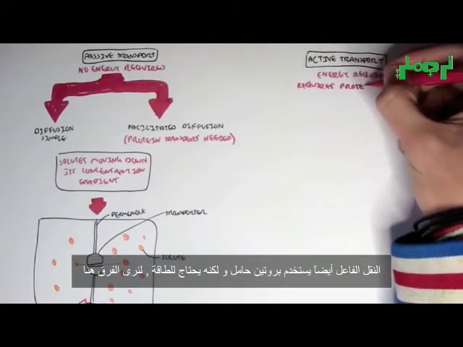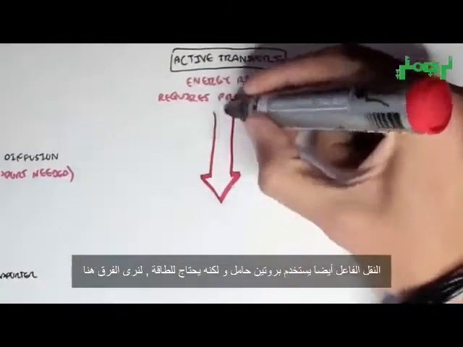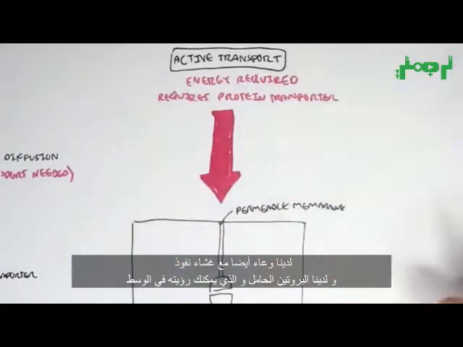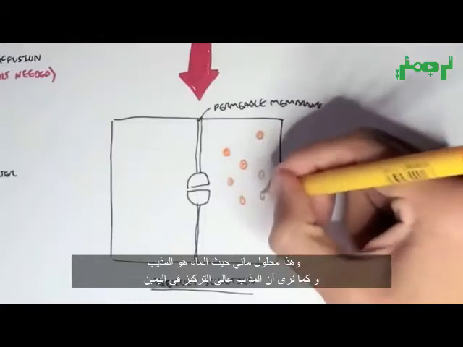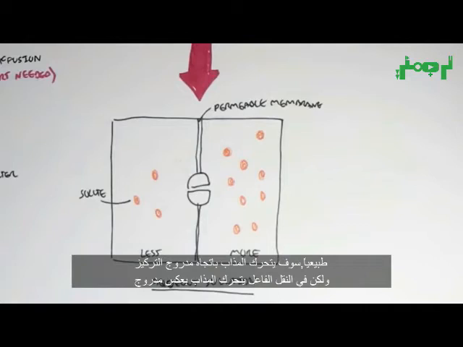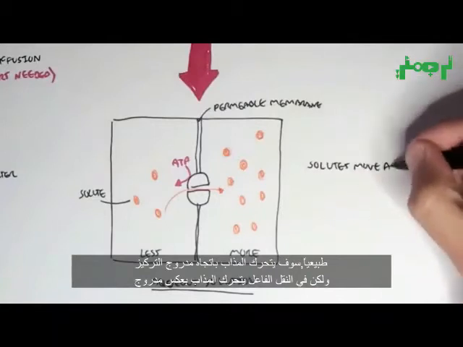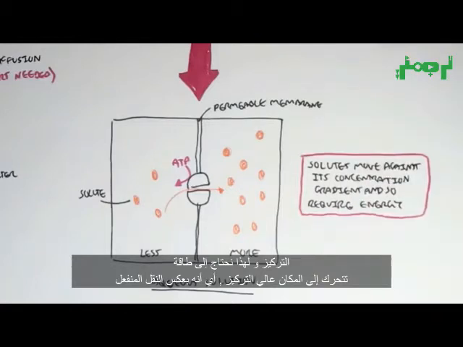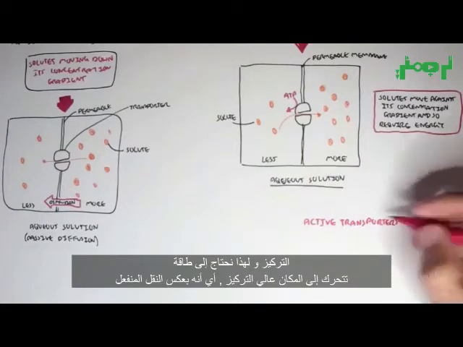Active transport also uses a protein transporter, but it requires energy. So let's look at the difference here. We have a container again with a permeable membrane, and we have a transporter in the middle. This is an aqueous solution, so water is the solvent. As you can see, the solutes are still highly concentrated on the right. Normally, they would move down their concentration gradient, but in active transport, the solutes move against their concentration gradient, and so it requires energy. They move to an area where it's highly concentrated, the reverse of passive.